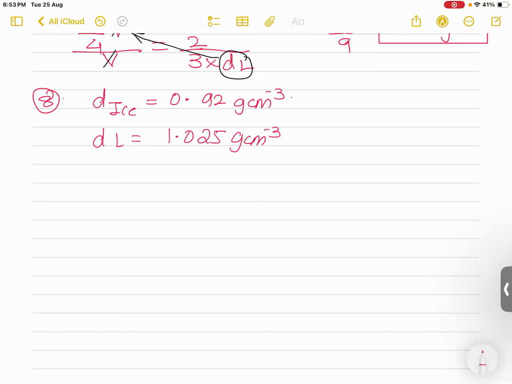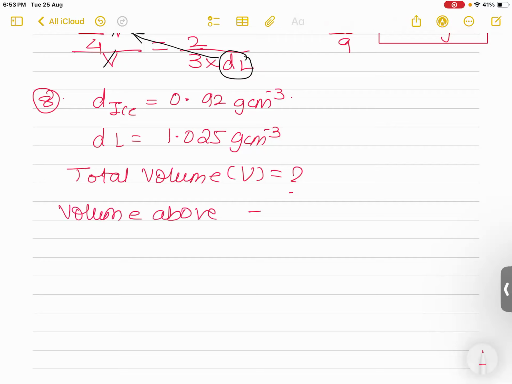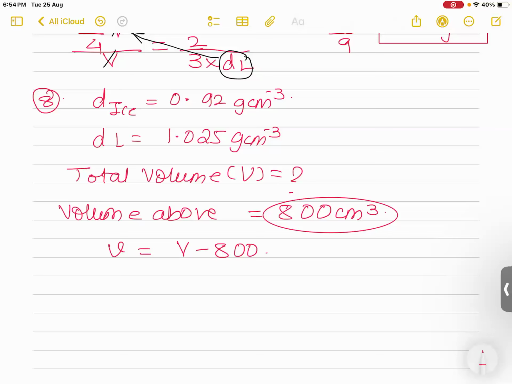Find the total volume of an iceberg which floats with a volume 800 centimeter cube above water. So total volume means capital V we are supposed to find. Total volume, capital V, is question mark. And how much portion is above? The volume above the water is 800 centimeter cube. So can you tell me what will be the small v? If the total volume is V and the portion above is 800, it will be V minus 800 as the volume inside the liquid. If the total volume is V, from which the portion above the water is 800, the portion below will be the total volume minus the volume outside, that is V minus 800.